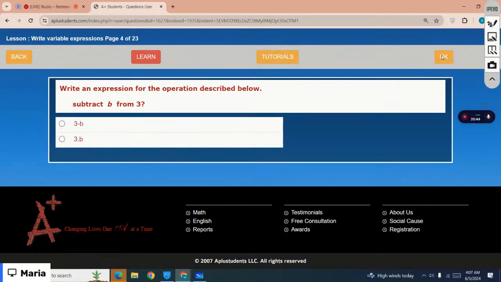Write an expression for the operation described below. Subtract b from 3. Which is the correct option? Yes, option number 1. 3 minus b is the correct option.